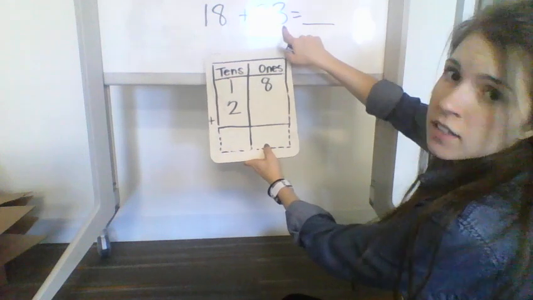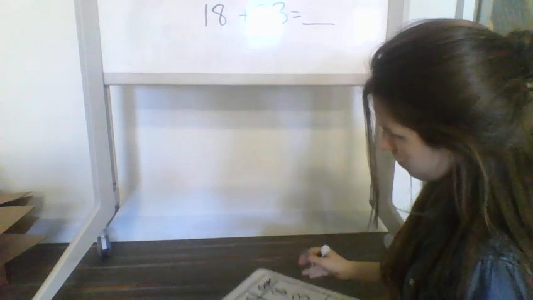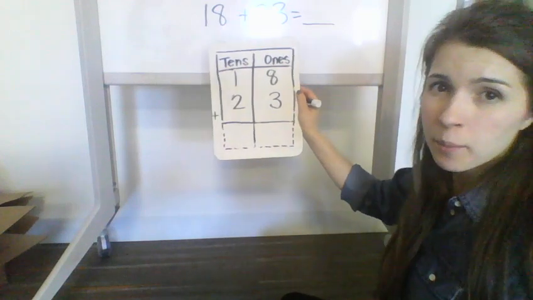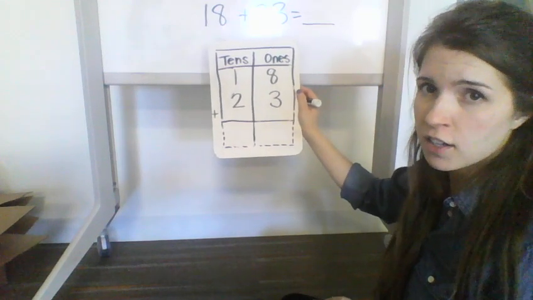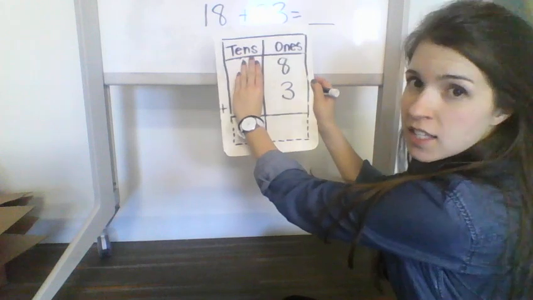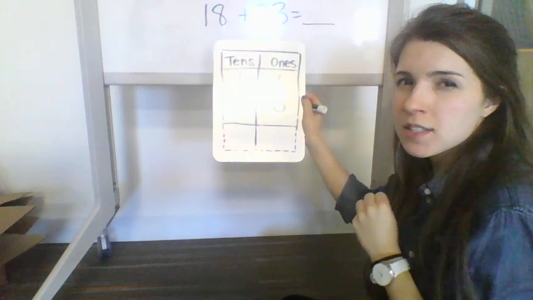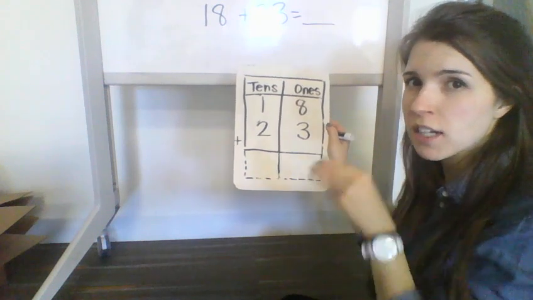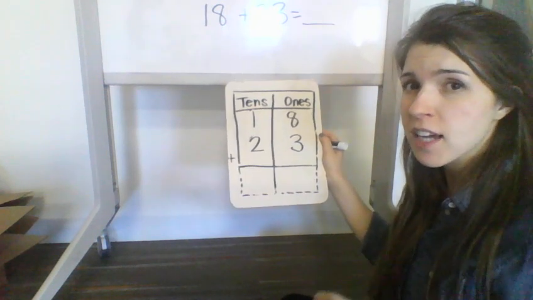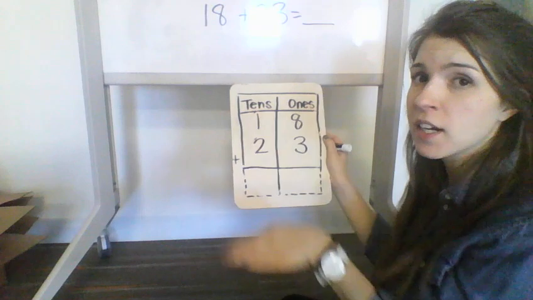And then the 3 is in the ones place value. So now, remember, we start by adding the ones place value together. So we're only looking at this column right here, the 8 and the 3. So 8 plus 3, is that going to be 10 or more, or is that going to be less than 10? Remember, if it's 10 or more, we have to worry about carrying over.